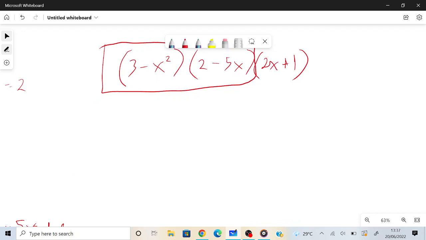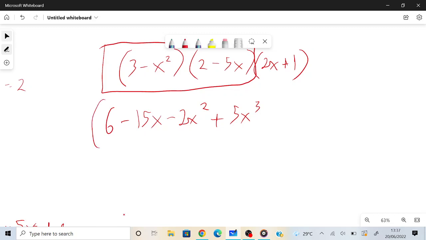So expanding these two, 3 times 2, that's 6. 3 times minus 5x, that would give you minus 15x. Minus x squared times 2, that's minus 2x squared. Minus x squared times minus 5x, that's plus 5x cubed.